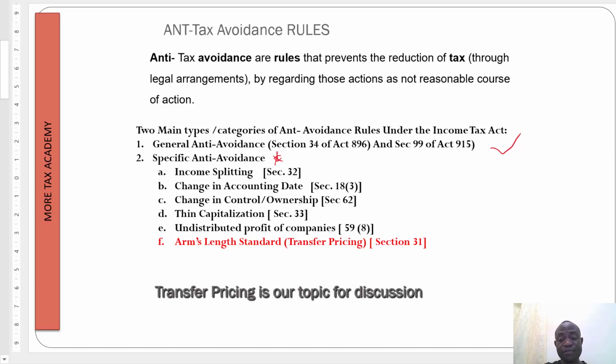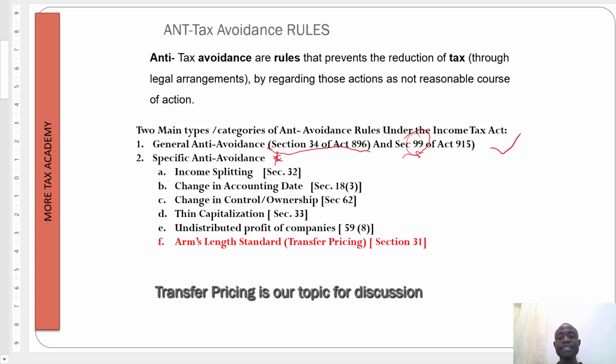You look at section 34 of the Income Tax Act 896, and you notice that we have an anti-avoidance rule, which is a general anti-avoidance rule. Section 99 of the Revenue Administration Act, we've read it thoroughly. So you take a look at it, and you notice that these are the two major, cardinal general anti-avoidance provisions that we have in the law. We're not going to discuss the general anti-avoidance provisions. What we are going to deal with is the specific anti-avoidance rules.